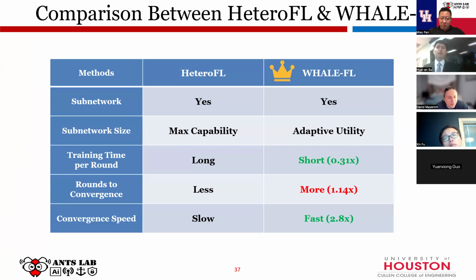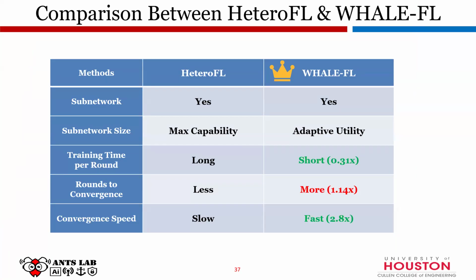With the comparison between HeteroFL and WHALE FL, both of them are subnetwork extraction methods. While HeteroFL uses a mask capability, WHALE FL actually acknowledges the different states of the devices, and therefore assigns adaptive utility to satisfy the different circumstances of federated training. As a result, WHALE FL would usually have a smaller subnetwork size in comparison to HeteroFL. So the training time for HeteroFL is longer, while WHALE FL is shorter.